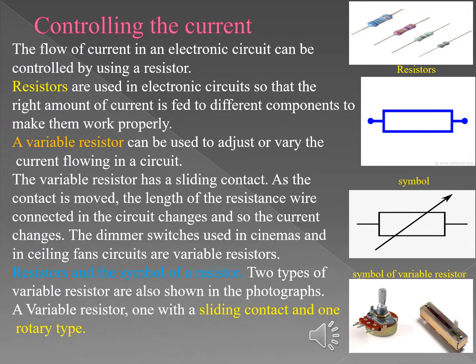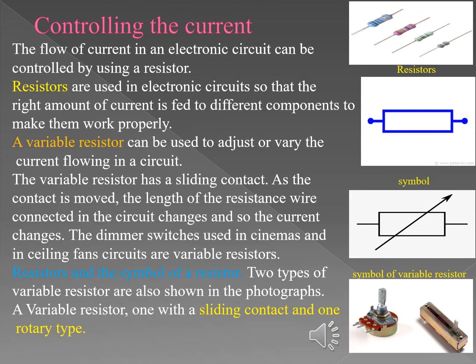Dear students, today our topic is controlling the current. The flow of current in an electronic circuit can be controlled by using a resistor. Resistors are used in electronic circuits so that the right amount of current is fed to different components to make them work properly. A variable resistor can be used to adjust, or vary, the current flowing in a circuit.